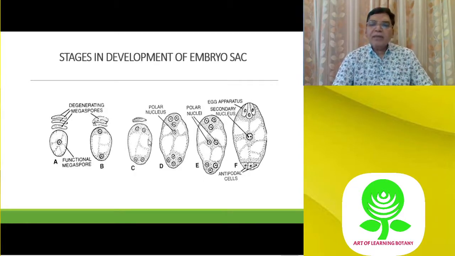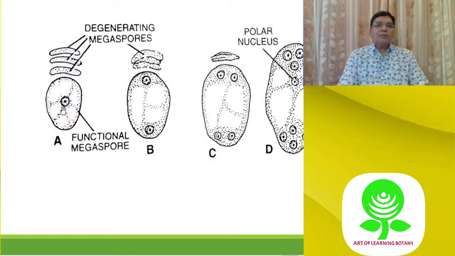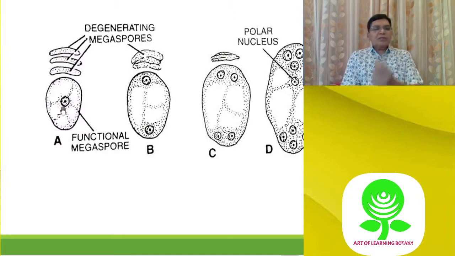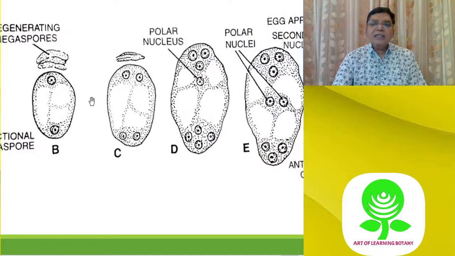Now you see the diagram, I am zooming in, yes. Now you see this is the functional megaspore. The functional megaspore is a monosporic type of development, so it is uninucleate. Right. Now it divides with first mitosis. So you'll find 2 nuclei, haploid, because megaspore is haploid. Then this is the second mitosis. So you'll find 4 nuclei in the same cell.